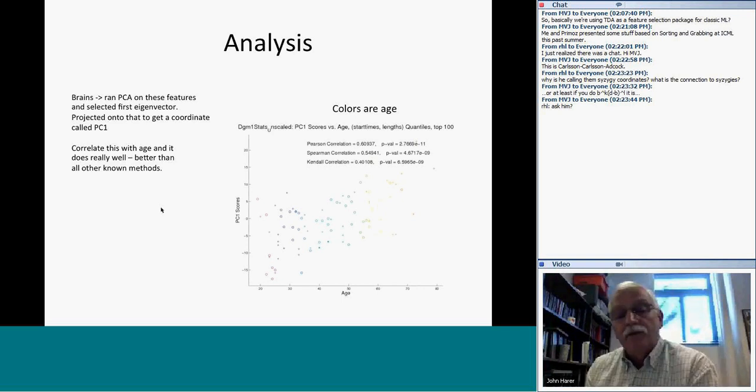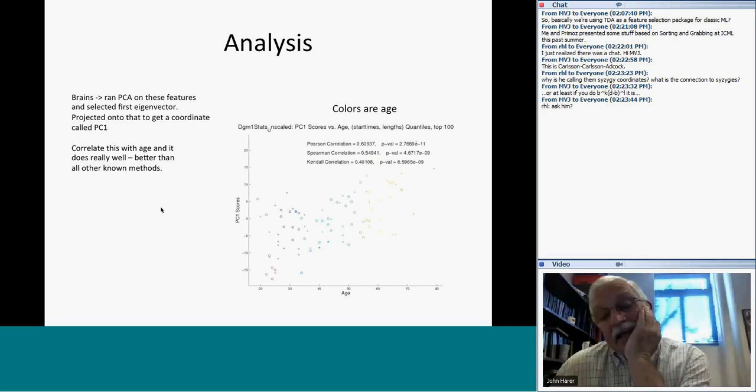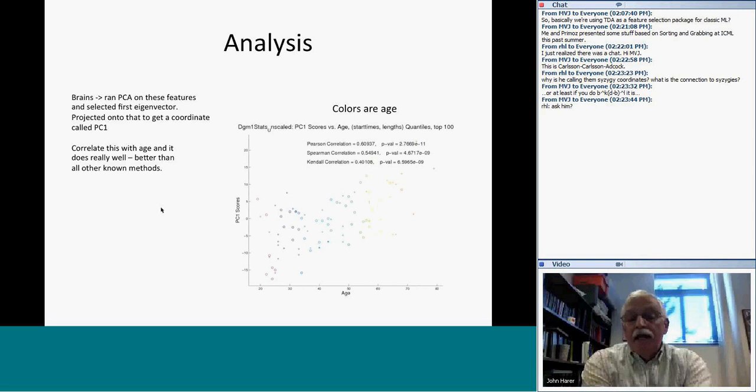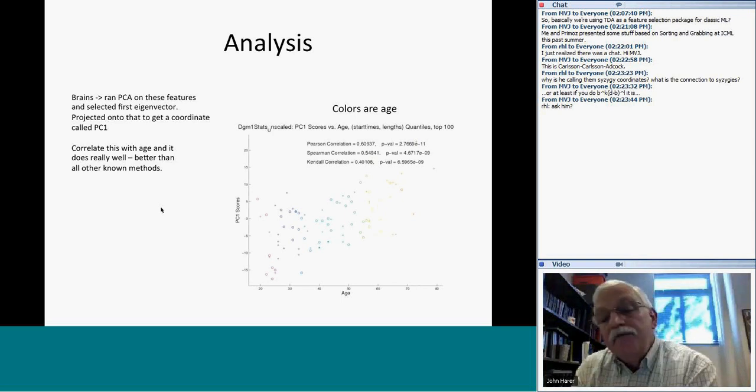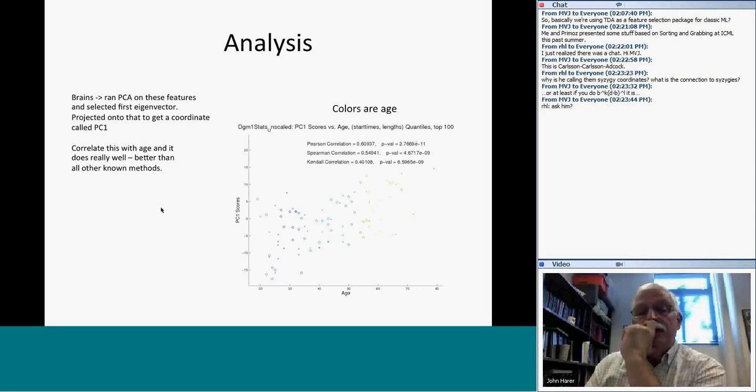Age is on the bottom, PC1 score on the left, if you can see that. And what are the different colors? I've forgotten now what the different colors are. Maybe those are actually age groups? It looks like it. In any case, you see a fairly good correlation as you move to the right. You'll find that this particular feature score actually represents pretty well the age of the brain. So each brain gets a PC1 score by where it projects.